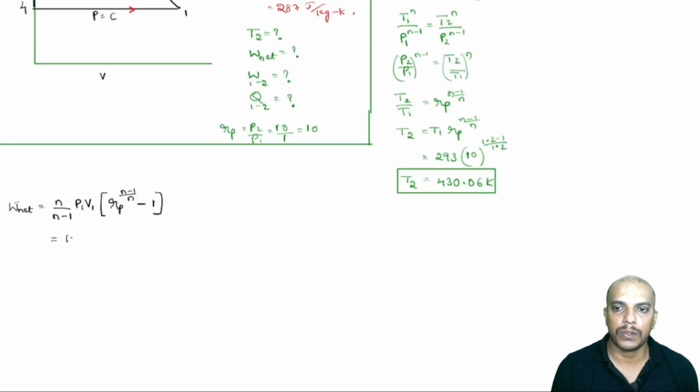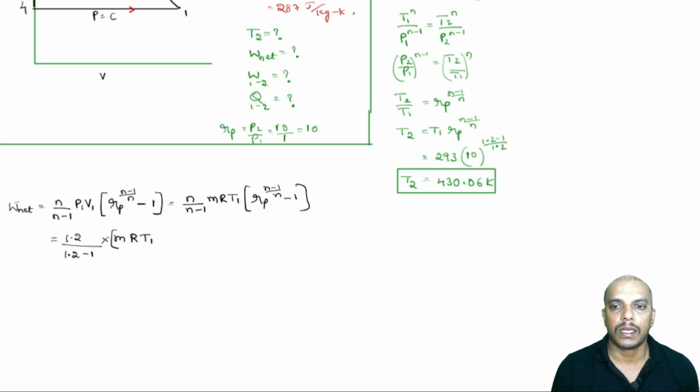Solve it. 1.2 divided by 1.2 minus 1. Now P1 is 1 into 10 power 5. Now V1 is not known. What shall we do? Instead of this P1 V1, it is better we go for MRT1. I will rewrite this equation. As long as the working fluid is an ideal gas, we can use this. Rp power n minus 1 by n, minus 1.